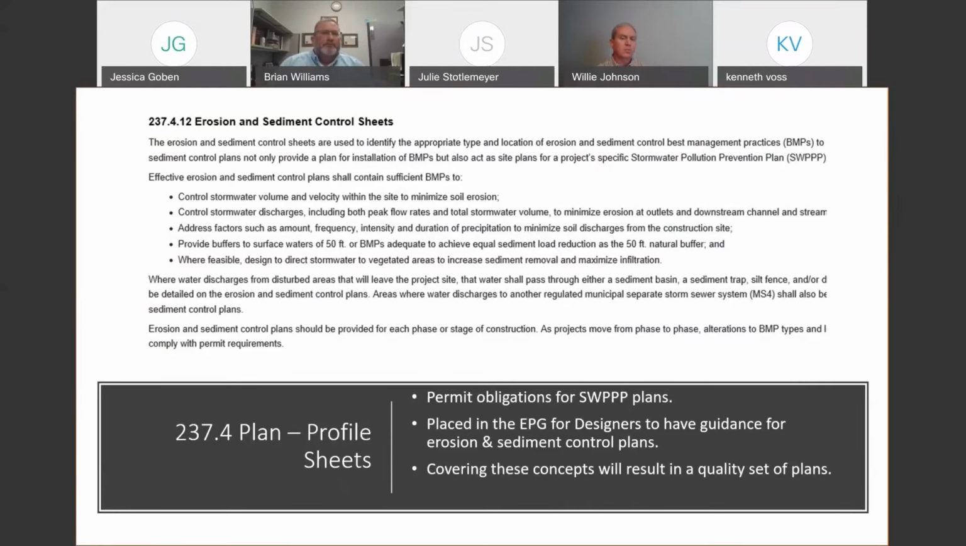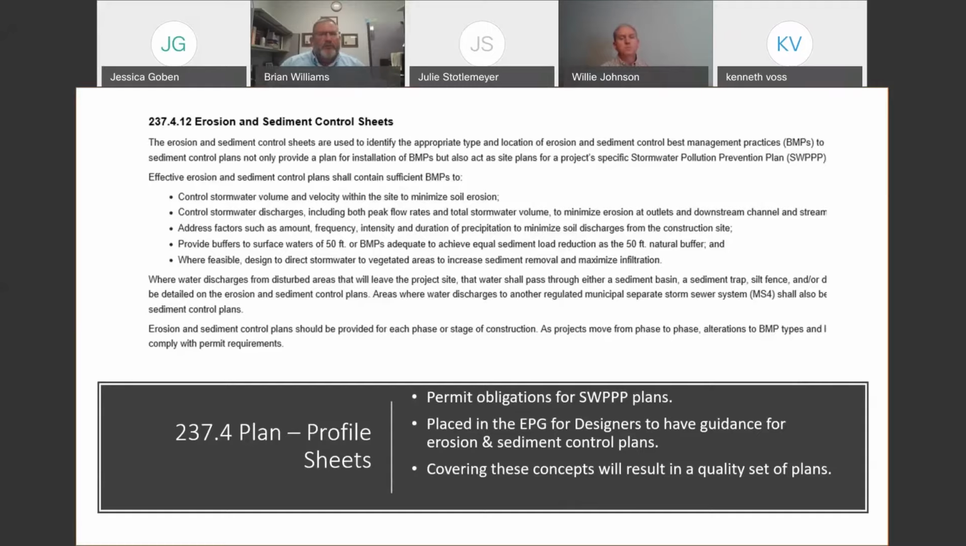Okay, but 237.4.12 goes through what the permit obligations are. This one I read just a few minutes ago: to control stormwater volume and velocity, to keep the sediment on your job site, to protect the outfalls, those types of items. Encourage you guys to go back and use that as a reference.